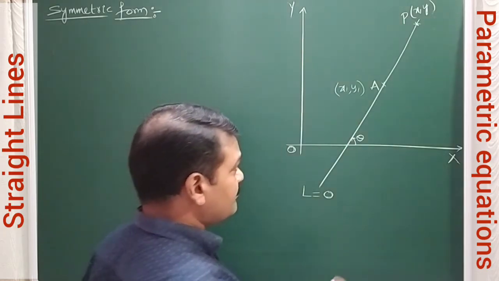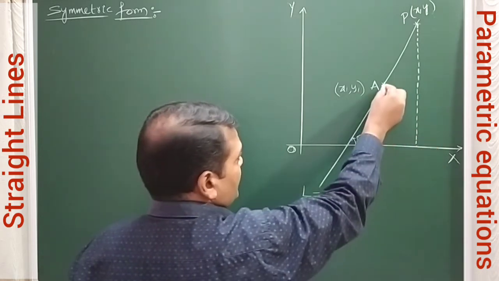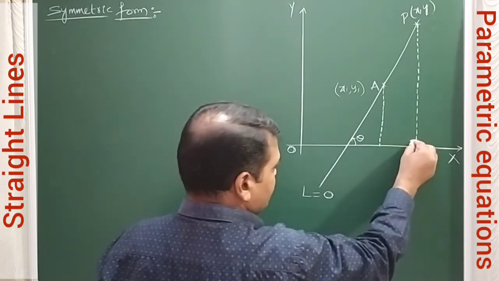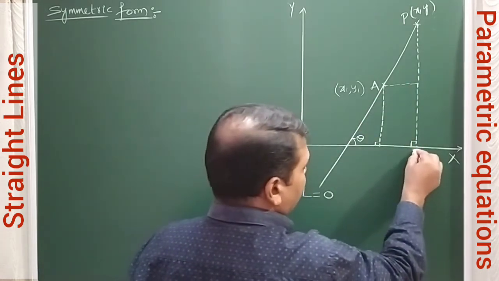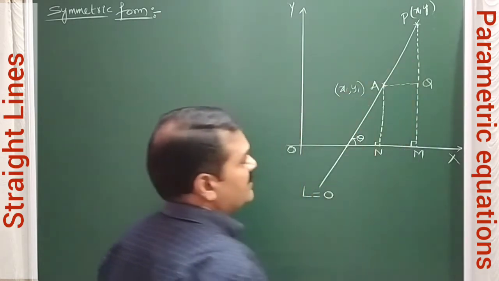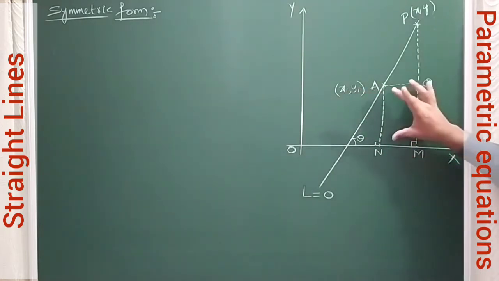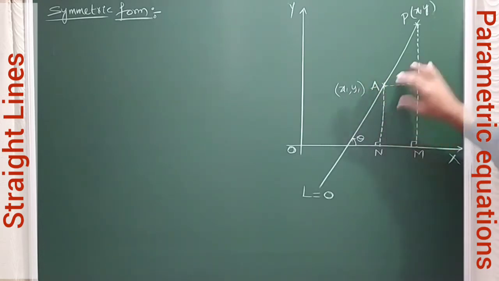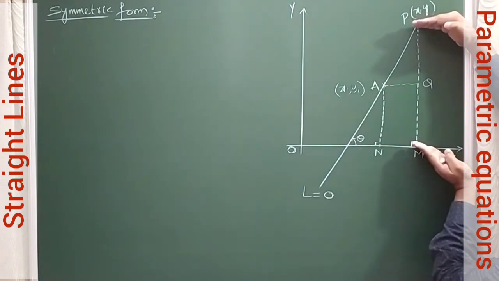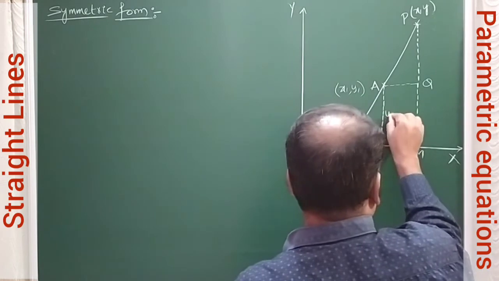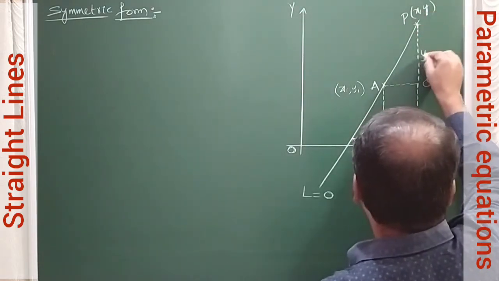Now I will draw a perpendicular from P x comma y onto the x-axis, a perpendicular from A onto the x-axis, and a perpendicular from A onto this line, so PM. Since this point is x1 y1, this length is going to be the y coordinate of the point, y1. This point is x comma y, so this complete length is y. So this length is y and this length is y1. So the remaining length is going to be y minus y1.